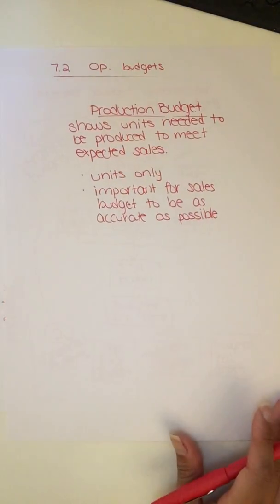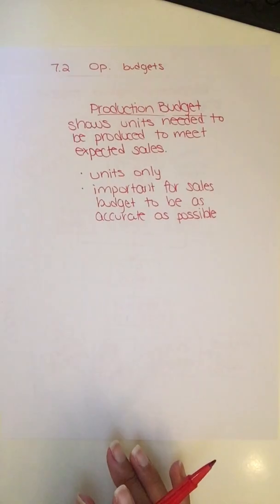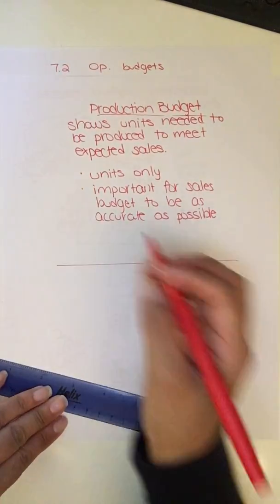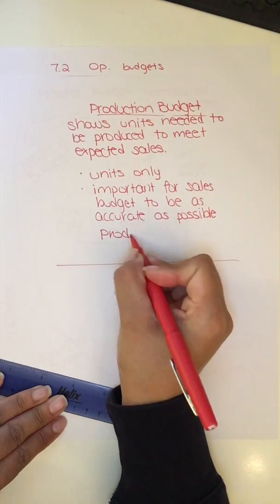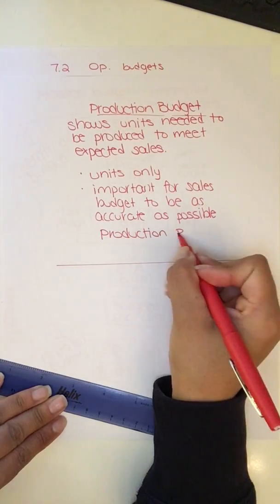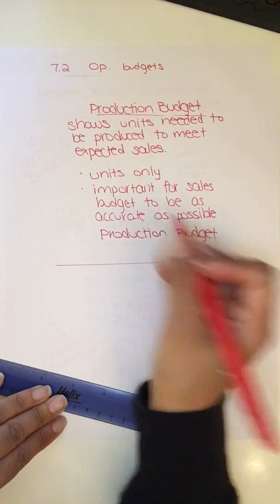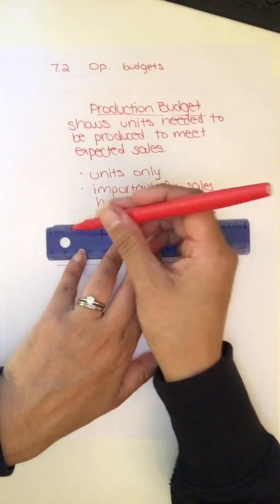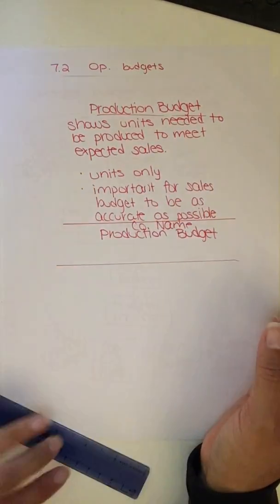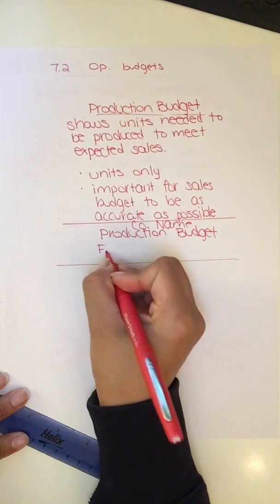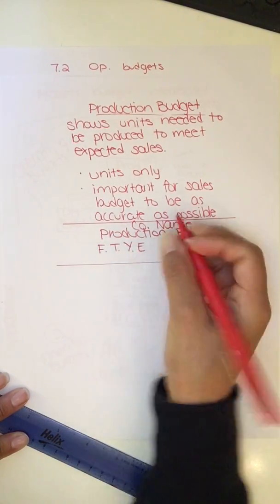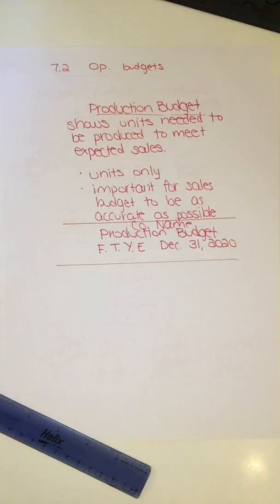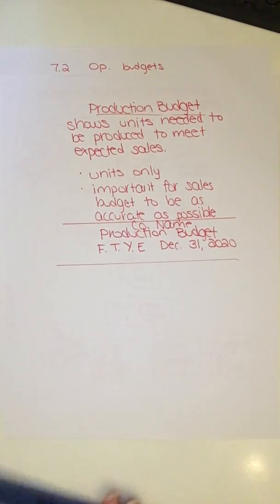Let's talk about the format. We're going to have a 3-line header again. It'll be very similar to the sales budget. Production budget. Oh, I forgot the company name. Holy cow. Company name. Don't judge me. It's early today. All right, company name, production budget, and then for the year ended, we'll say December 31st, 2020. Okay. Alrighty, so there's our header.